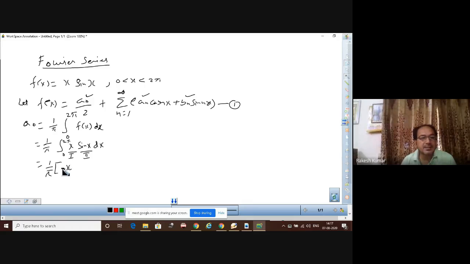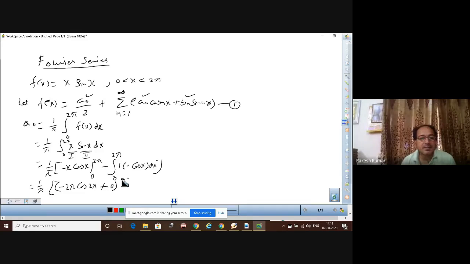First function as it is, integral of sine is minus cos, with limits 0 to 2 pi, again minus integral from 0 to 2 pi of the derivative of the first function, that is 1, and integral of sine is minus cos dx. Now you can substitute the limits here. When you substitute the upper limit, it comes out to be minus 2 pi cos 2 pi, and for the lower limit it will be the positive sign, because a negative sign is already there, and 0 into cos 0 comes out to be 0.